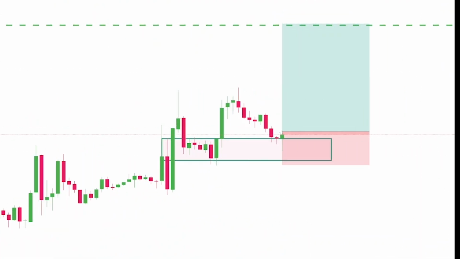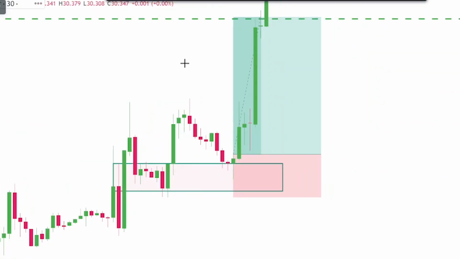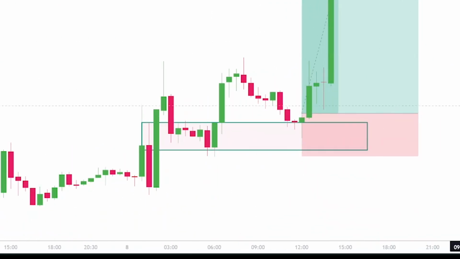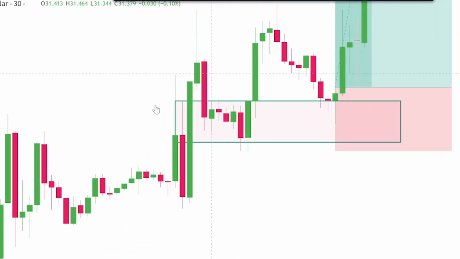Okay, let's see what happened now. Hitting our TP. So in the trend continuation, that's how we can use a hammer.